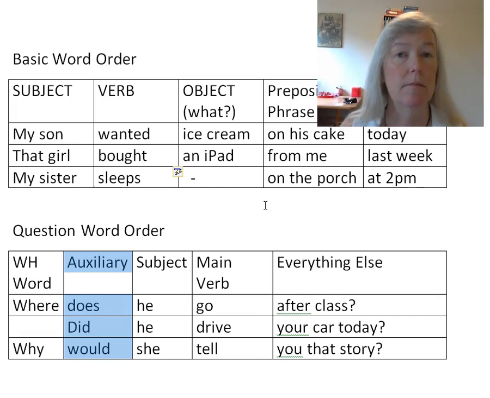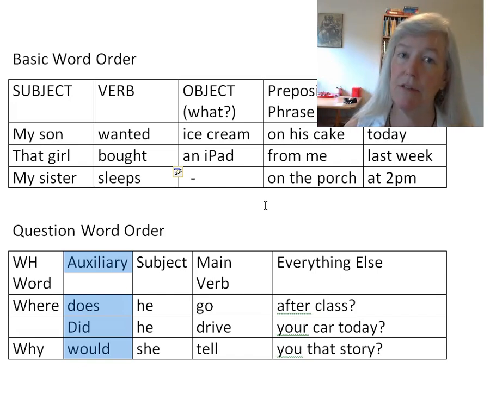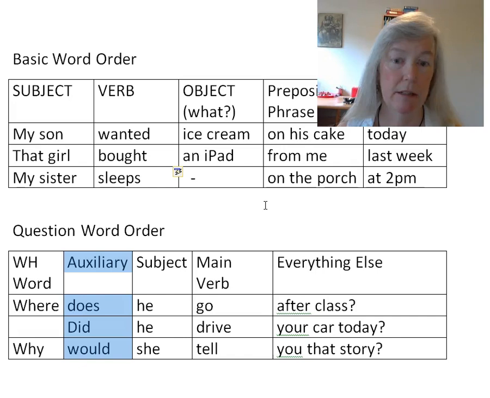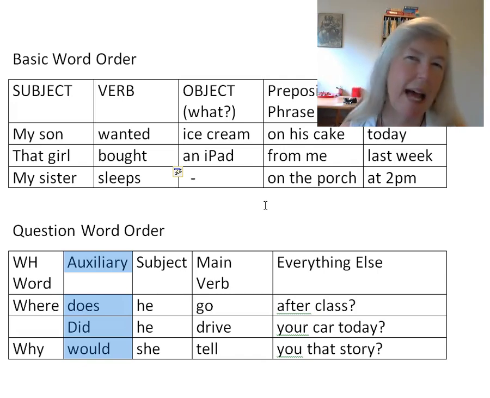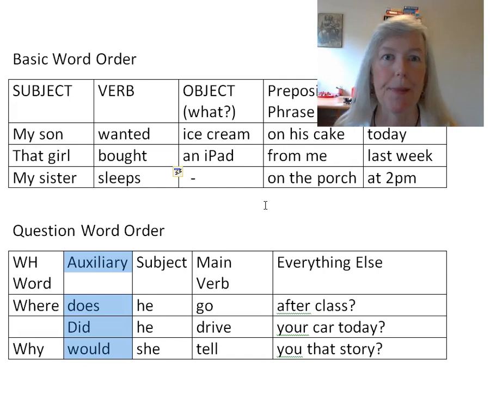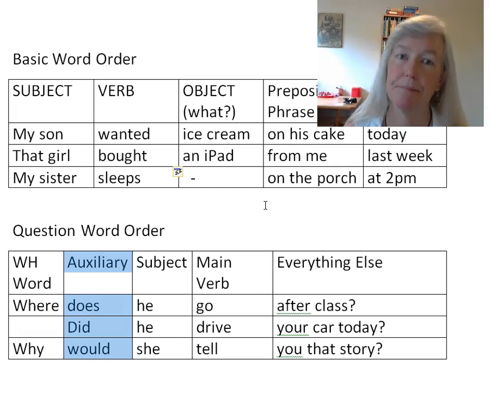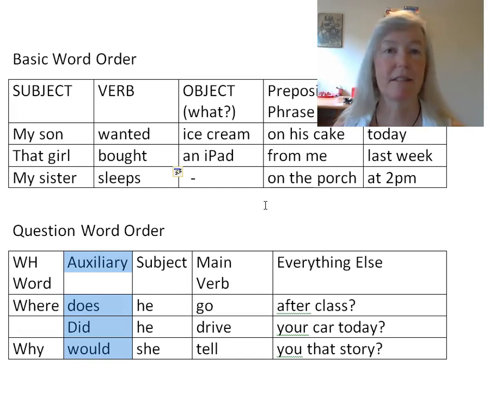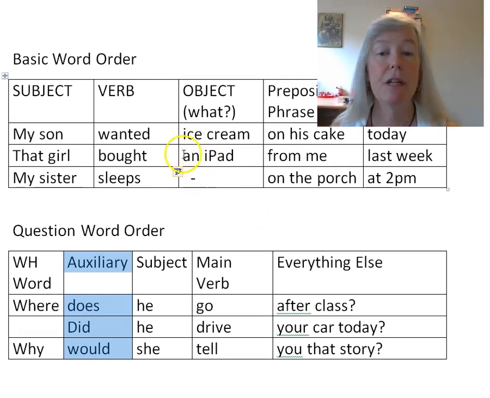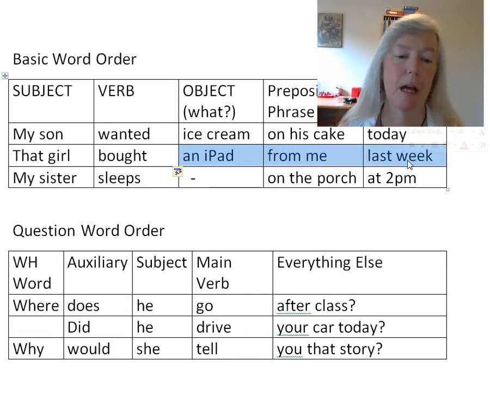So where, does, auxiliary verb, he, subject, main verb, go. The main verb is go. Where does he go? The do doesn't really mean anything. It's just grammar. Where does, S because it's a he, where does he go after class? Everything else goes after that main verb, the object, prepositional phrase, time, and they do need to be in that same order as in a regular sentence.